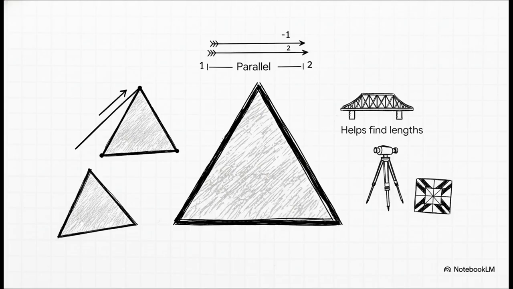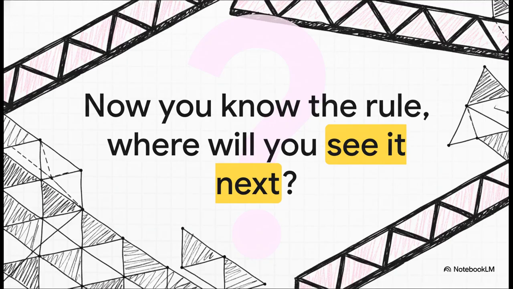Think about it. You could find the distance across a lake without ever having to cross it, or prove that the support beams in a bridge are perfectly aligned. So I'm going to leave you with a challenge. This simple, elegant rule, it's literally built into the world all around us. So now that you're in on the secret, where are you going to see it next? Maybe in the trusses of a bridge, the rafters holding up a roof, or even in the pattern of a quilt. Keep your eyes open because I promise you're going to start seeing it everywhere.